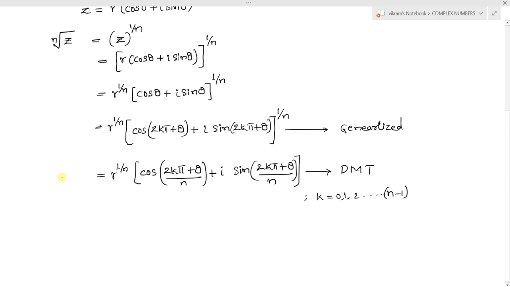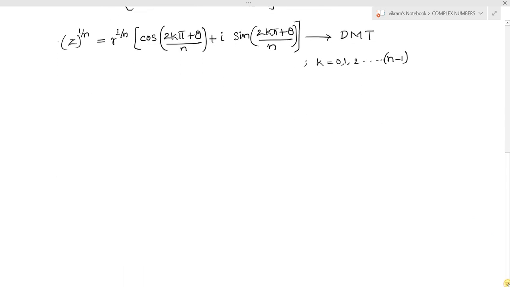So the nth root of a complex number z can be found as r power 1 by n times cos of (2k pi plus theta) by n plus i sin of (2k pi plus theta) by n, where k has to be considered from 0 to n minus 1. This is the way of finding the nth root of a complex number. We need to find the n roots of the given complex number.